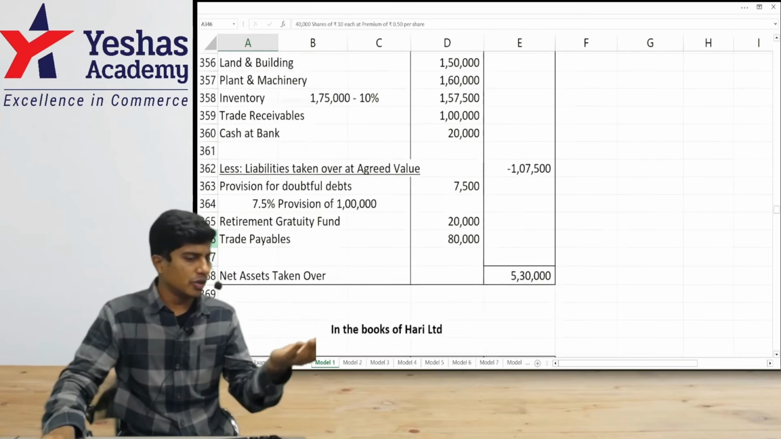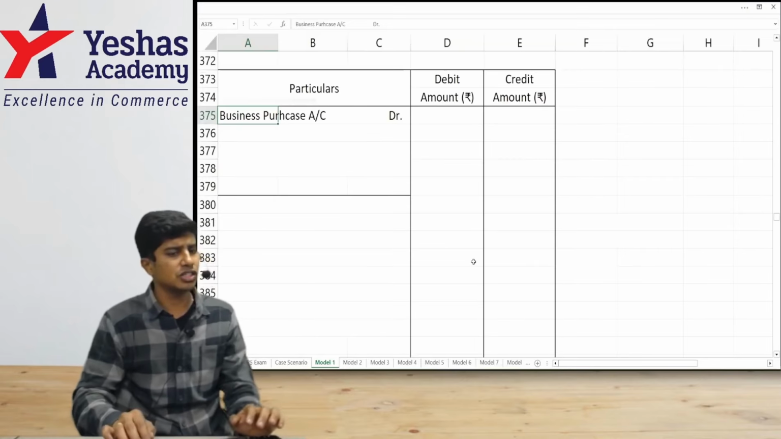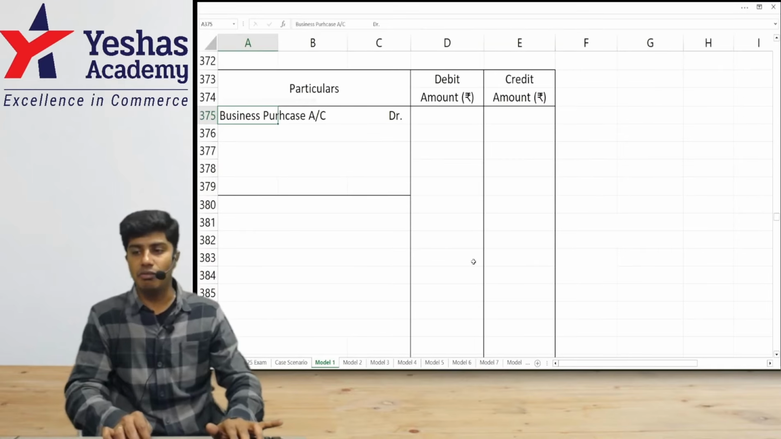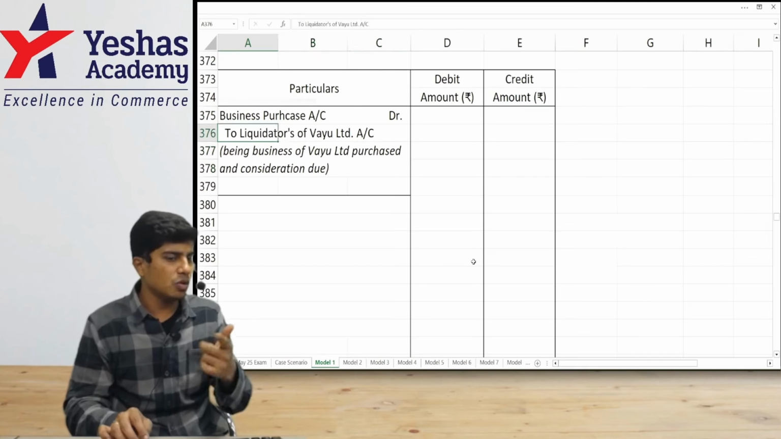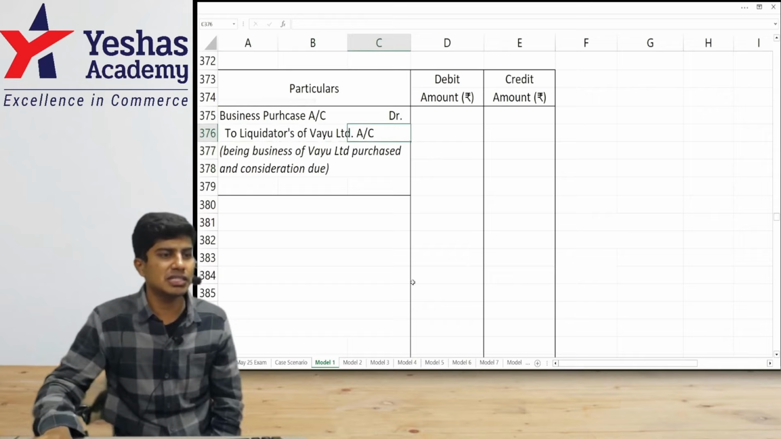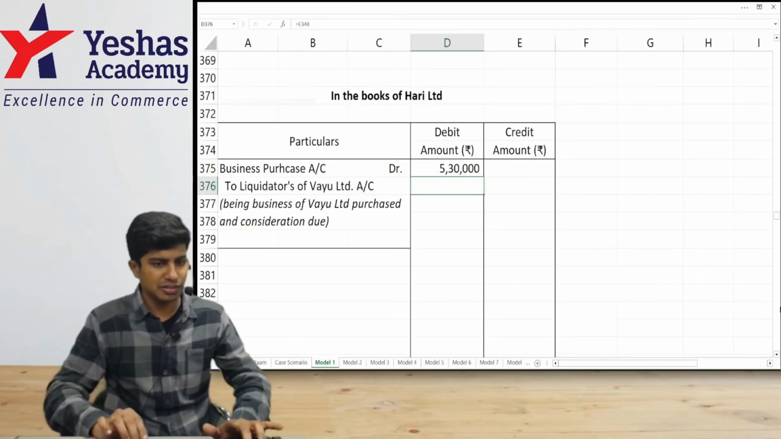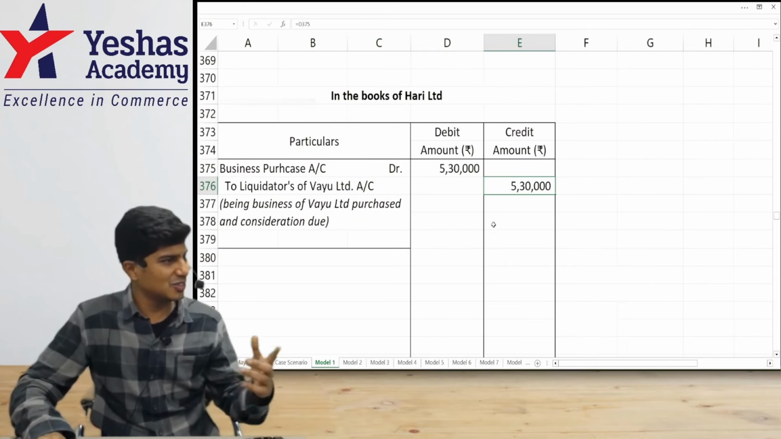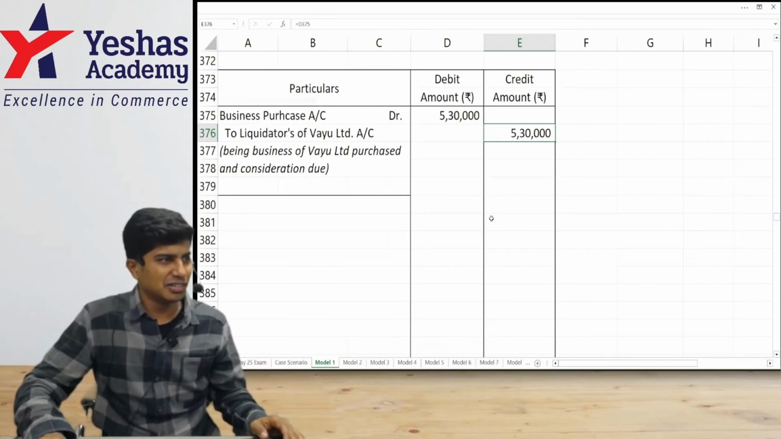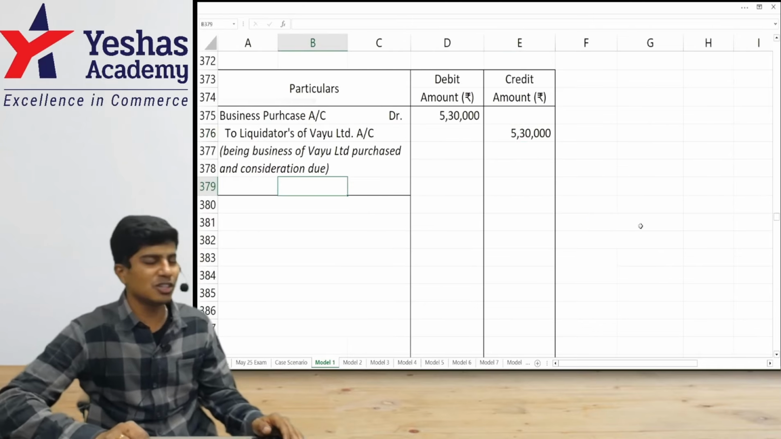Shall we begin? First entry: you are receiving the box. What is the entry for receipt of the box? That box name is business purchase. Debit business purchase. Credit will be the liability that you have. What is the name of the liability? Liquidators of Vayu Limited. And the amount here will be the purchase consideration, 5 lakh 30. So we wrote the entry: business purchase to liquidators of Vayu Limited.